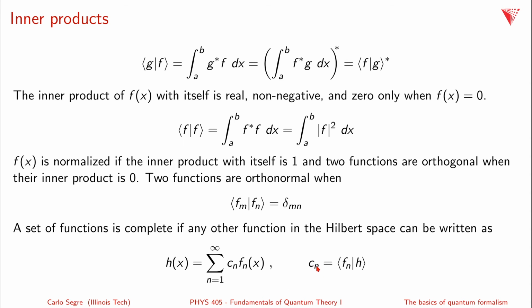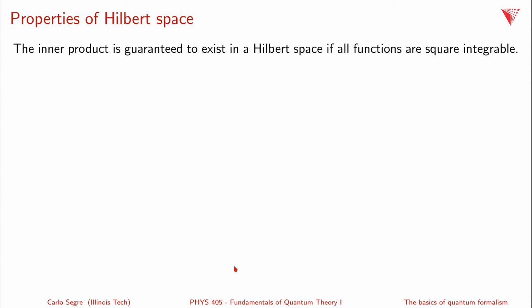And c sub n are coefficients which you can extract by taking the inner product of f sub n, the nth function that spans the space, with h. When we take the inner product, we get this coefficient c sub n. Finally, let's look a little bit more at properties of the Hilbert space and inner products. So an inner product is guaranteed to exist in a Hilbert space if all its functions are square integrable.